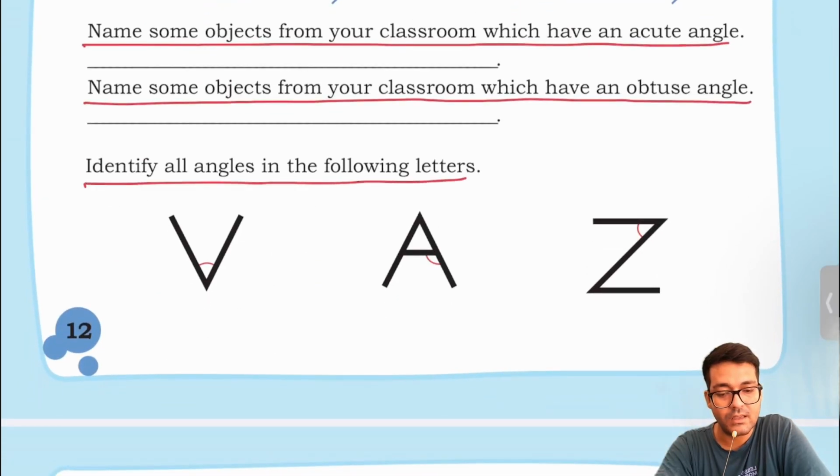Identify all angles in the following letters. You can see acute angle here, obtuse angle here, and acute angle here again.